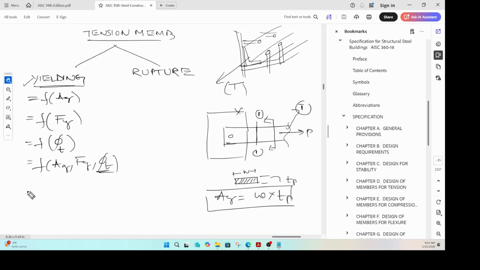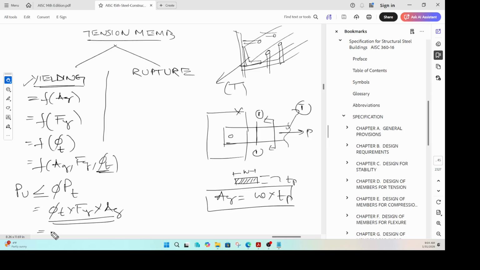When you look at the final formula, your ultimate load, let us say the ultimate tensile load, should be less than phi times your nominal strength in tension, correct? And that nominal strength is nothing but Fy times Ag. So that is your strength from the yielding point of view. Like I said, it is a function of Fy, Ag, and phi t.